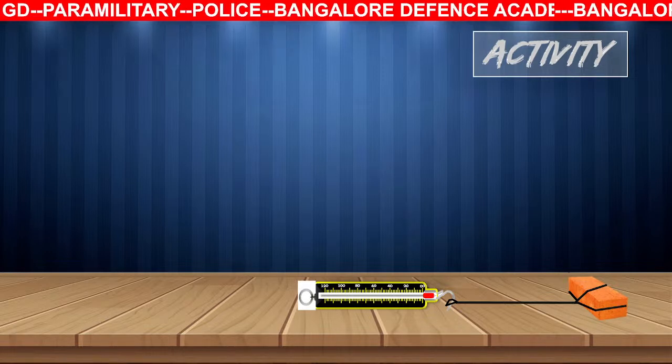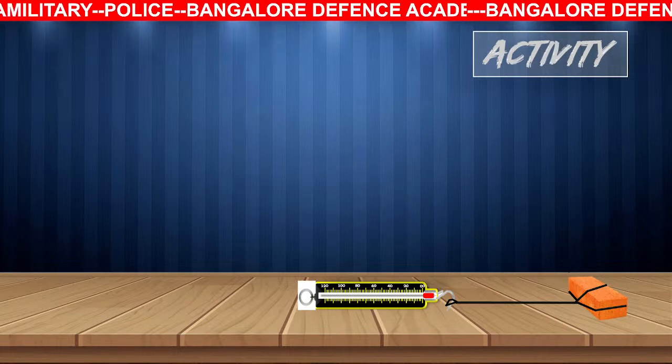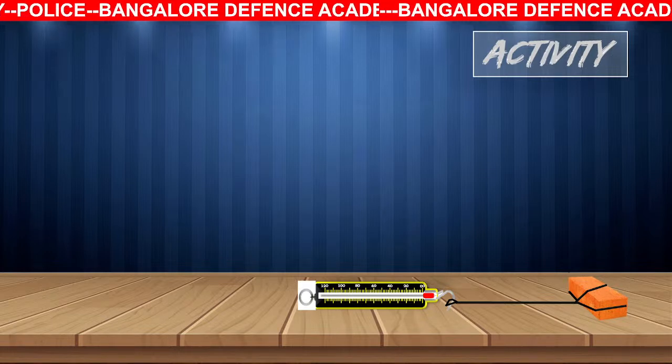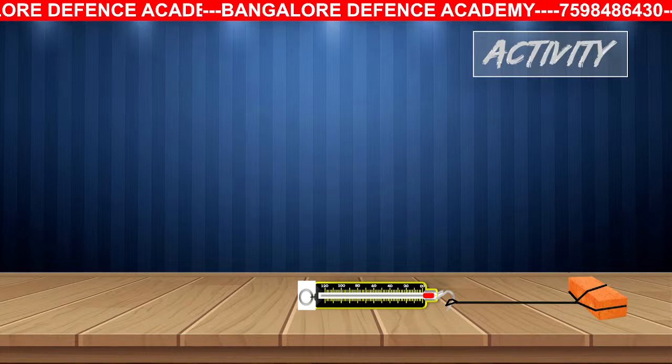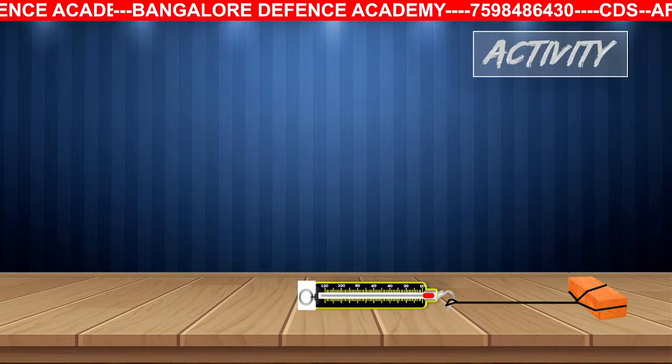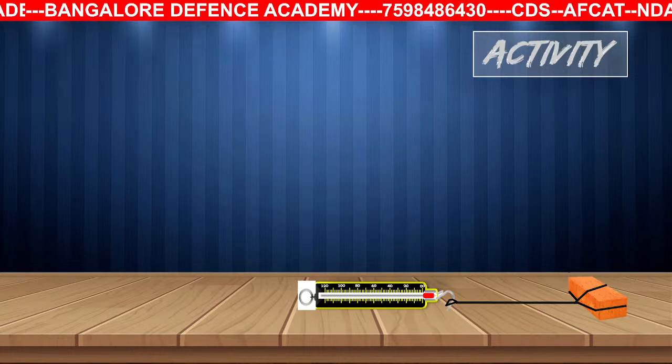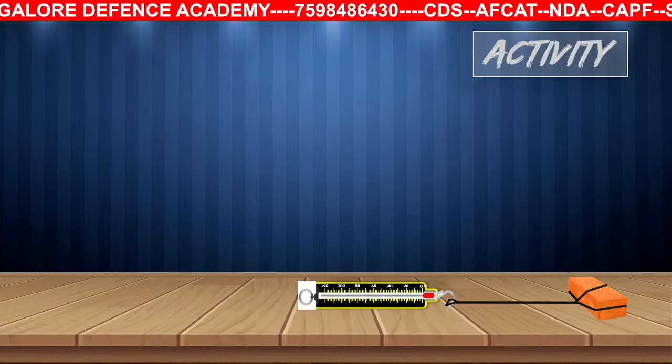Okay, the answer is it will show no change. It will show 1 kg only. Do you understand? Because it is a spring balance. Do you understand what is the meaning of mass and weight? समझ में आया? So that logic you should do. So try to look at this now.